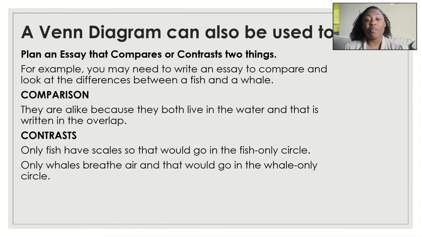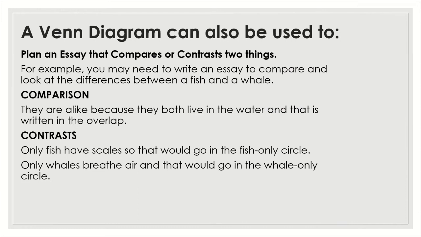A Venn diagram can also be used to plan an essay that compares or contrasts two things. Compares is when we're looking at the similarities, and contrasts is when we're looking at the differences. For example, you may need to write an essay to compare and look at the differences between a fish and a whale. Let's look at the comparison.